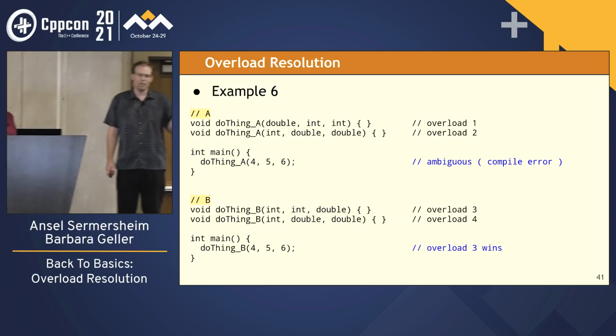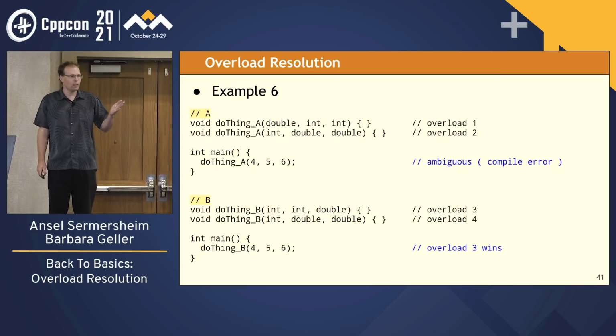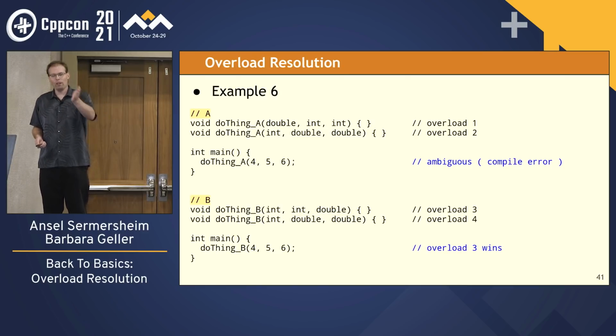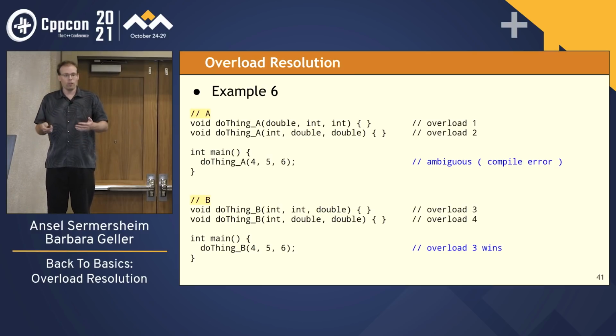On the other hand, in example B, if we look at the first argument, they're equivalent. So they could both be the best match. When we look at the second argument, overload 3 wins. So it remains in consideration. And then we look at the third argument, they are again tied. So overload 3 wins because it won at least one argument and was no worse on the others. This is very useful to know when you have multiple parameters.